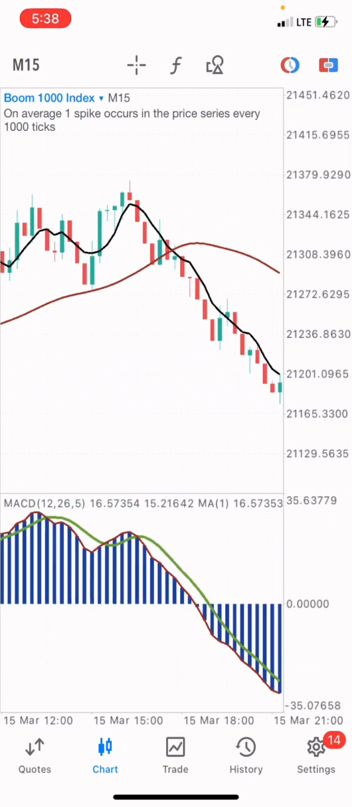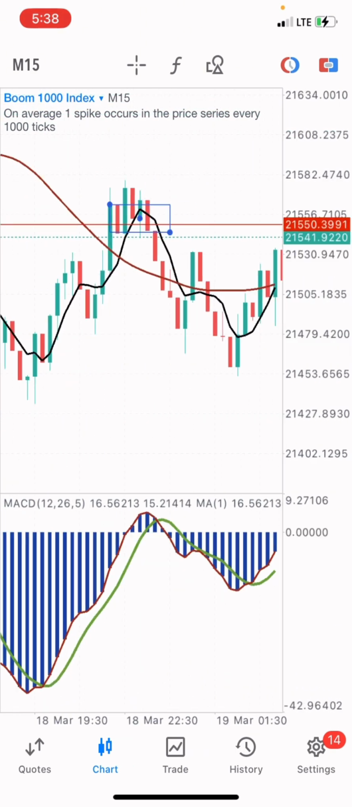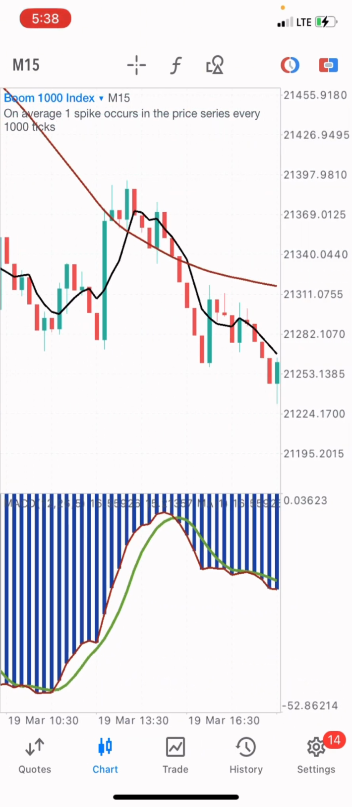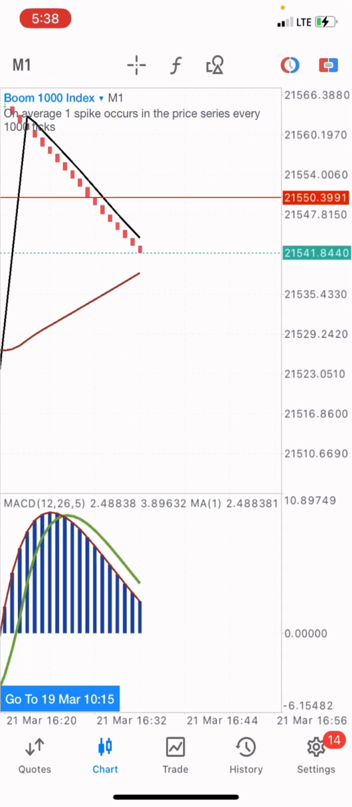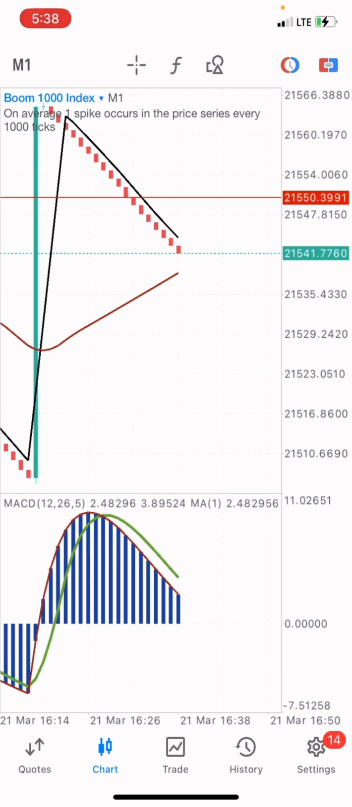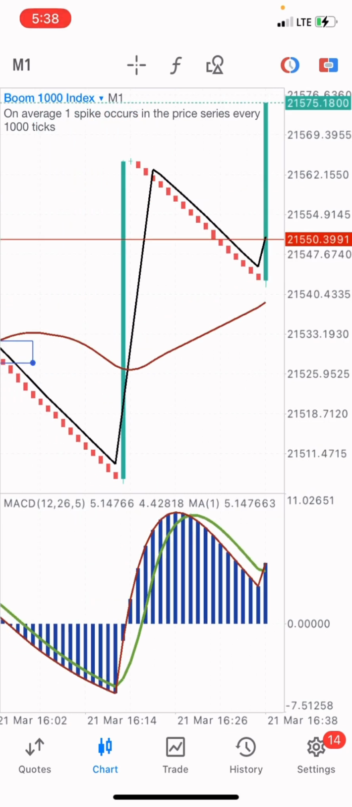All right, so if you notice this happen on your 15 minutes time frame, all you have to do is go to the 1 minute time frame and wait for those two confirmations: on the main window and on the indicator window.